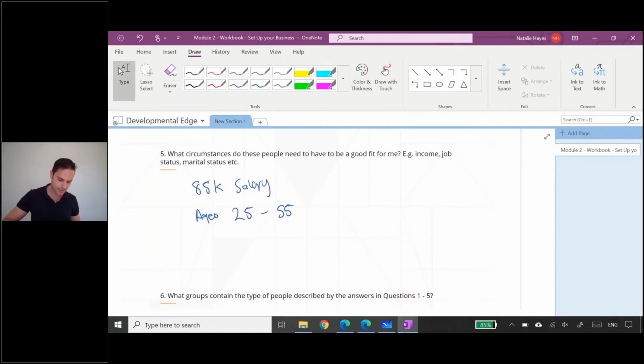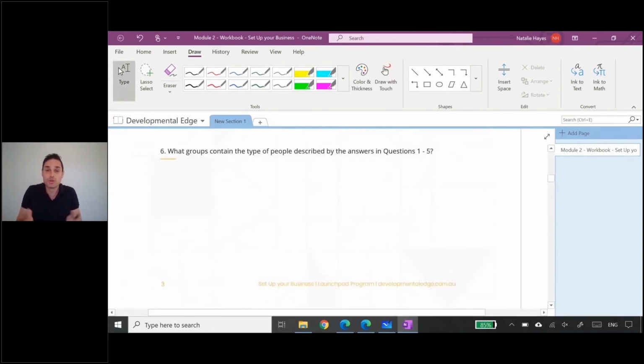And then finally, our final question is, what groups contain the kinds of people that I have detailed out in the previous few questions? So this is now looking at groups, communities, organizations. What are the kinds of groups of people that I have just defined? So for example, I might say coaches. Coaches are committed to their growth and development. They're honest. They're willing to take responsibility. Many of them have a great sense of humor.